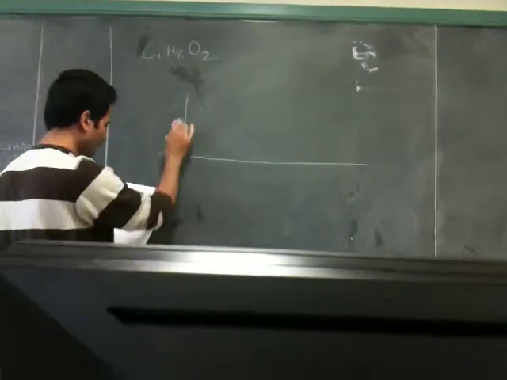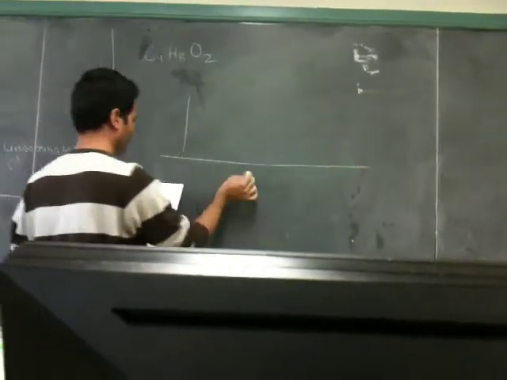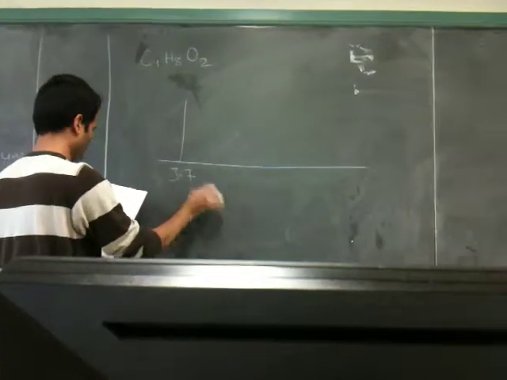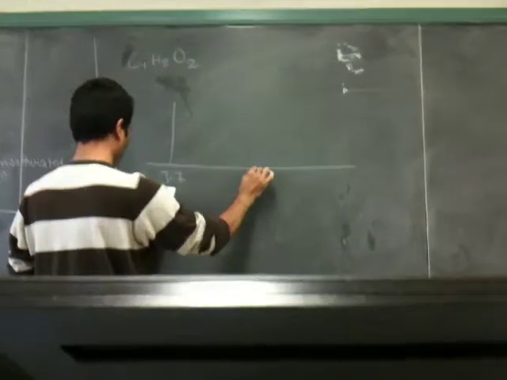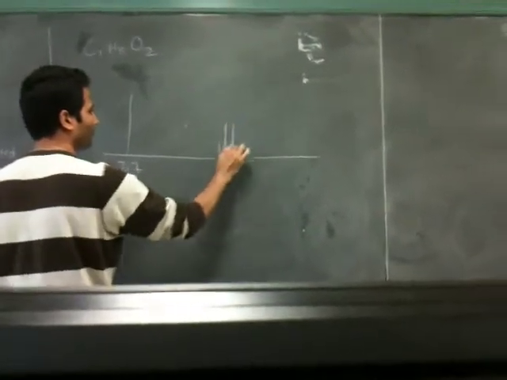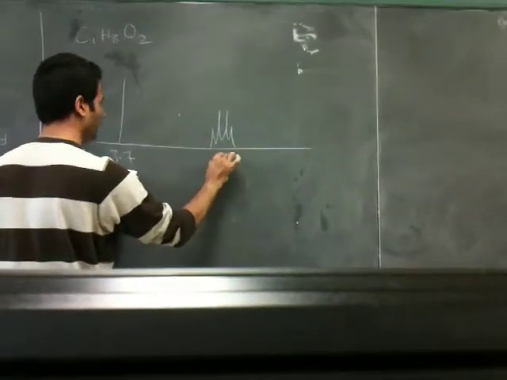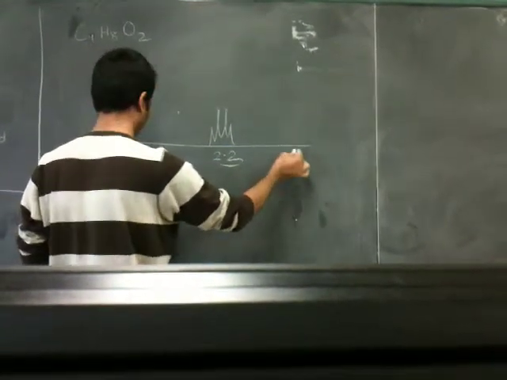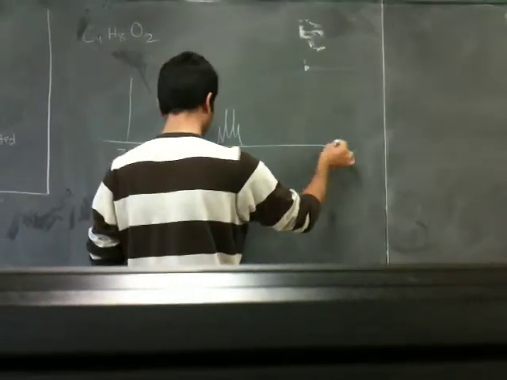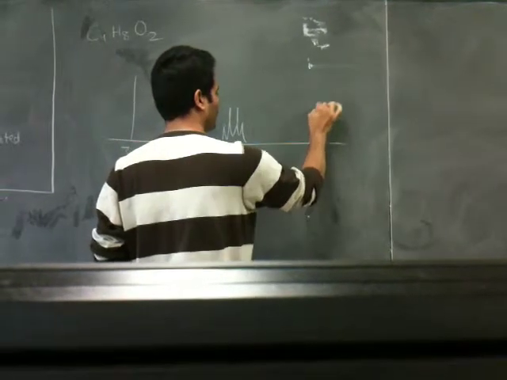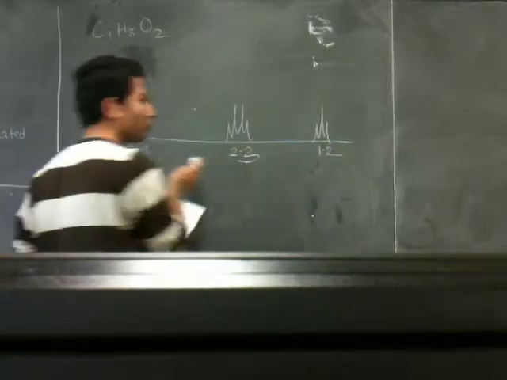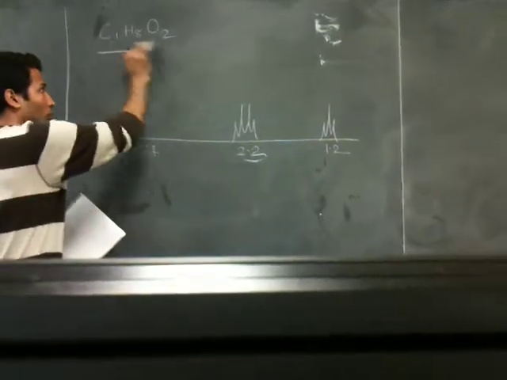One spectrum was a singlet at, say, 3.7, then a quartet at 2.25 or 3, and then a triplet around 1.2. This is one spectrum for this chemical formula.